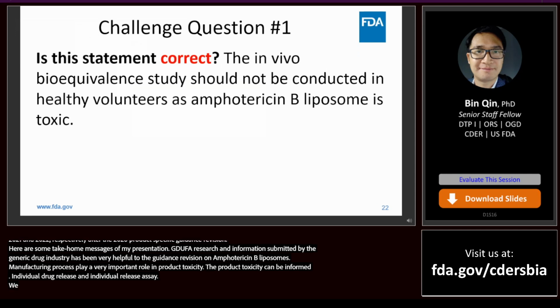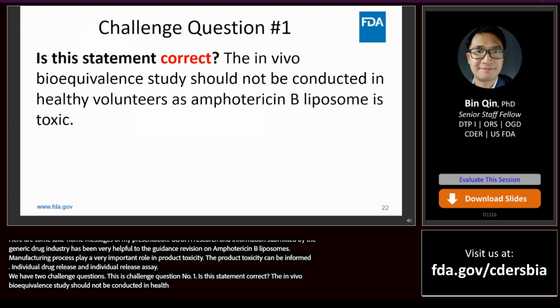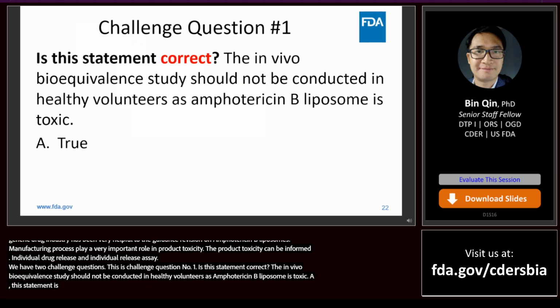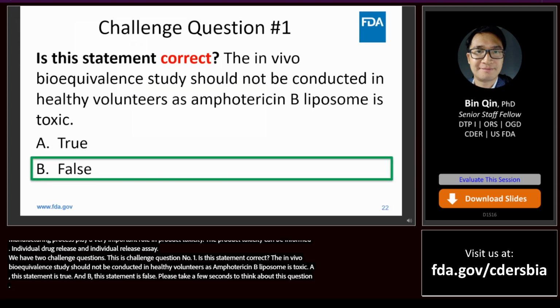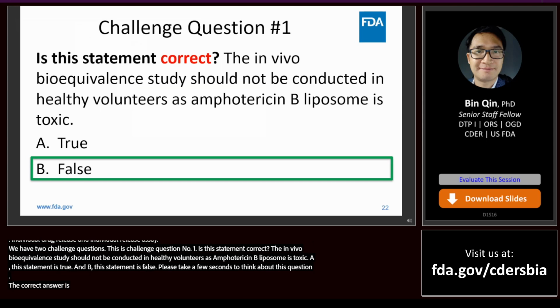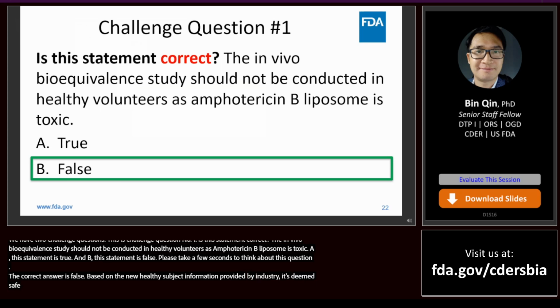We have two challenging questions. This is challenge question number 1. Is this statement correct? The in vivo bioequivalence study should not be conducted in healthy volunteers, as amphotericin B liposome is toxic. A. This statement is true. And B. This statement is false. Please take a few seconds to think about this question. The correct answer is false. Based on the new healthy subject information provided by industry, it's deemed safe to conduct bioequivalence studies in healthy volunteers.